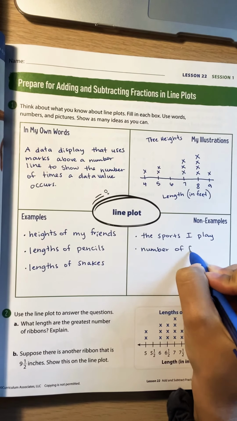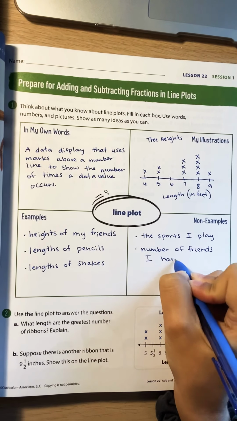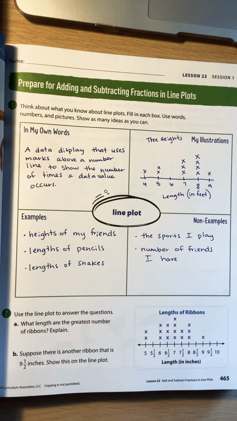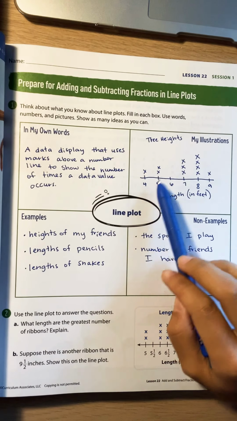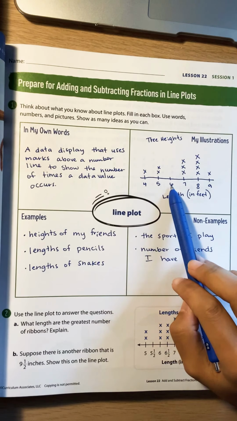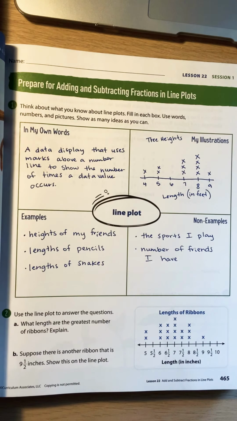Number of friends I have. You can't show that with a line plot. Okay, because it's like, well, I have 2 friends. Great. How do I put that in a line plot, you know? If I was going around my classroom and I was asking everyone how many friends you have, then it could be like 4 friends, 5 friends, 6 friends, and it'd be like, okay, well, 1 person has 4 friends, 2 people have 5 friends, nobody has 6 friends, 3 people have 7 friends. But it can't just be myself. I can't just show the number of friends I have, okay?